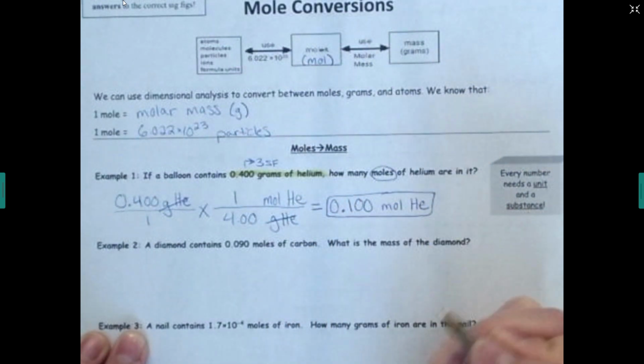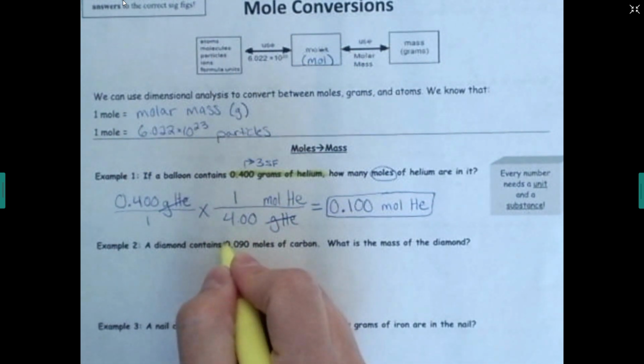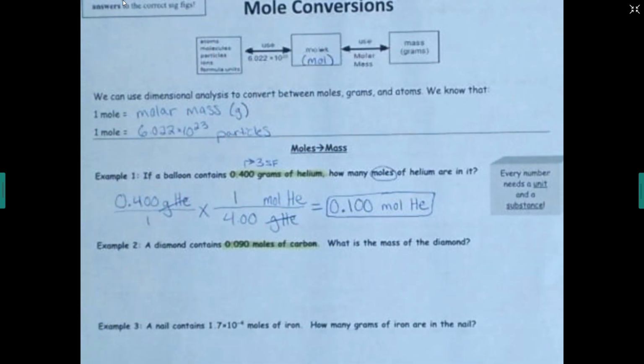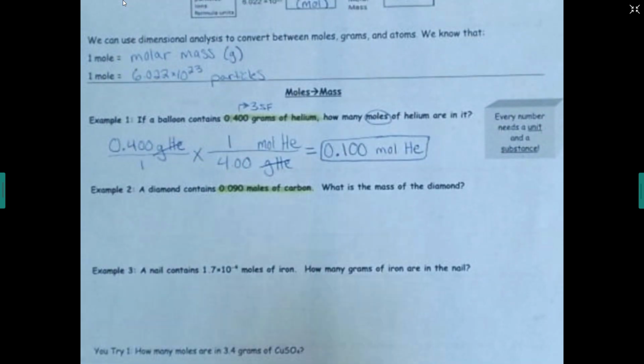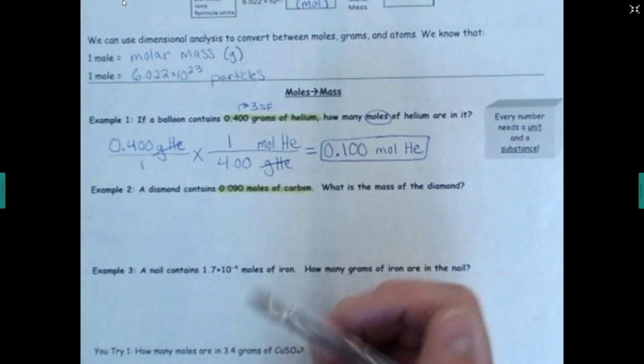Okay, that's how we do that. Okay, let's do example number 2. It says a diamond contains 0.090 moles of carbon. What's the mass of the diamond? Okay. So all of these examples on the front are from moles to mass or mass to moles, okay?